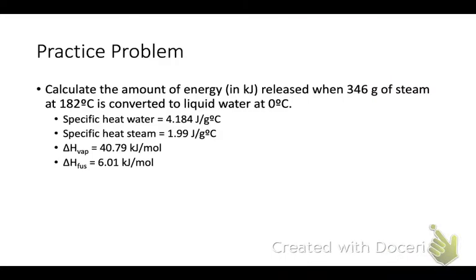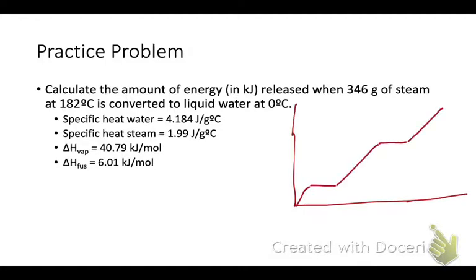All right, so this is a problem that I want you to solve on your own. There's something we've gone through before in different chapters, I think in the thermodynamics chapter. I'm going to explain the problem to you, but I will give you the opportunity to work on it on your own. Calculate the amount of energy released when 346 grams of steam at 182 degrees Celsius is converted to liquid at 0 degrees Celsius. So remember, this is the heating curve.